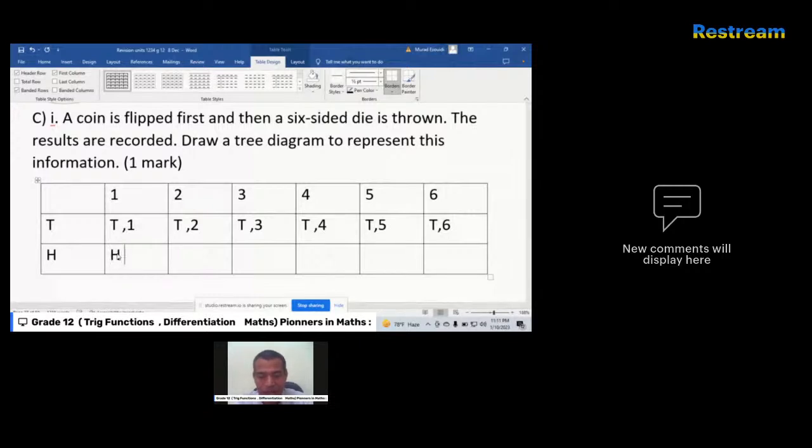I can get a head and the number 1, also a head and the number 2. Okay, where is the head? This one, a head and number 2. And here also a head and number 3. The next one, a head and then 4. Then here a head, and then 5. And the last one is a head and 6.